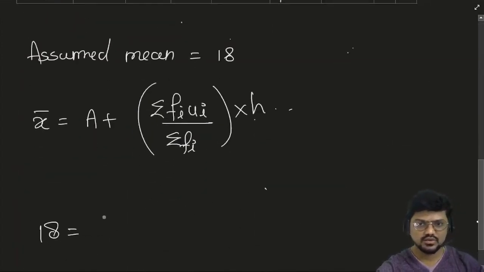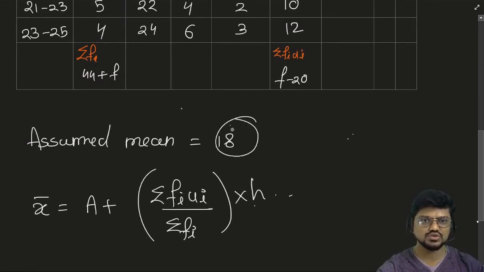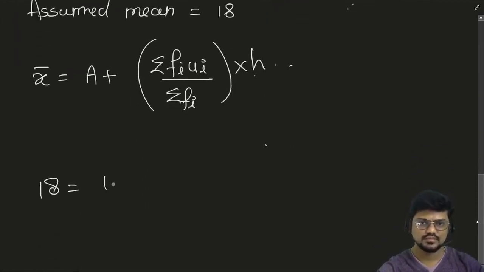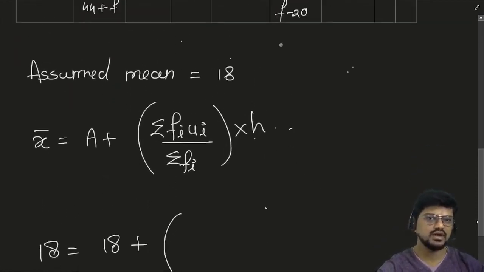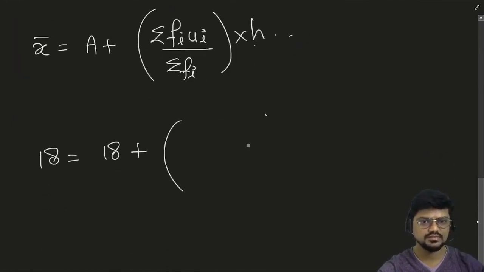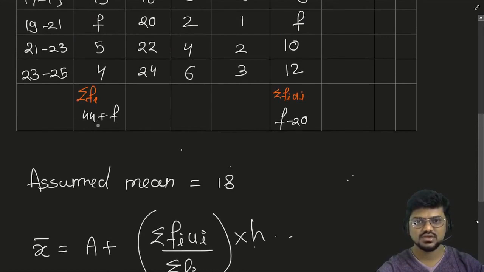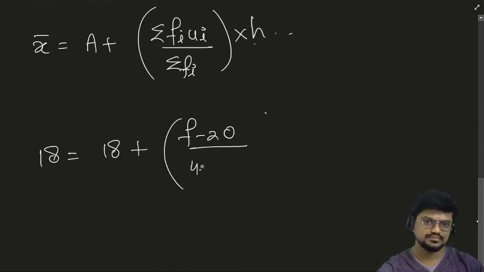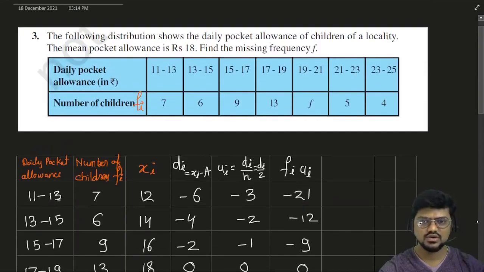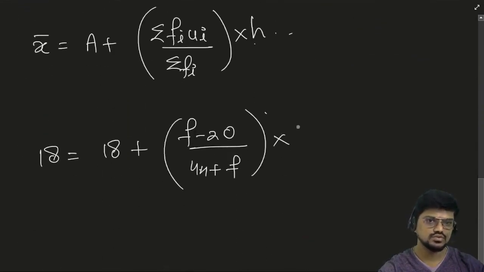So 18 equals your assumed mean. Your assumed mean is also 18, plus summation of fi into ui, which is f minus 20, upon summation of fi, that is 44 plus f, into h. The value of h is 2. The class interval is 2.